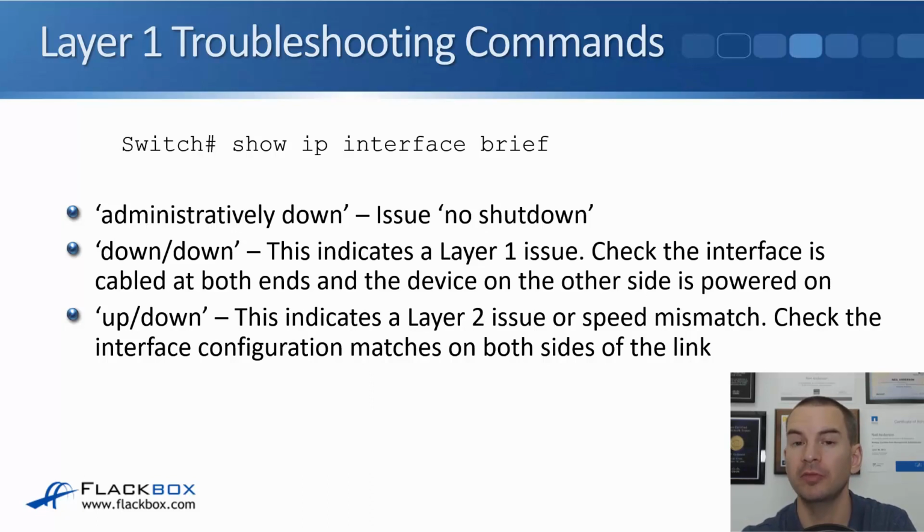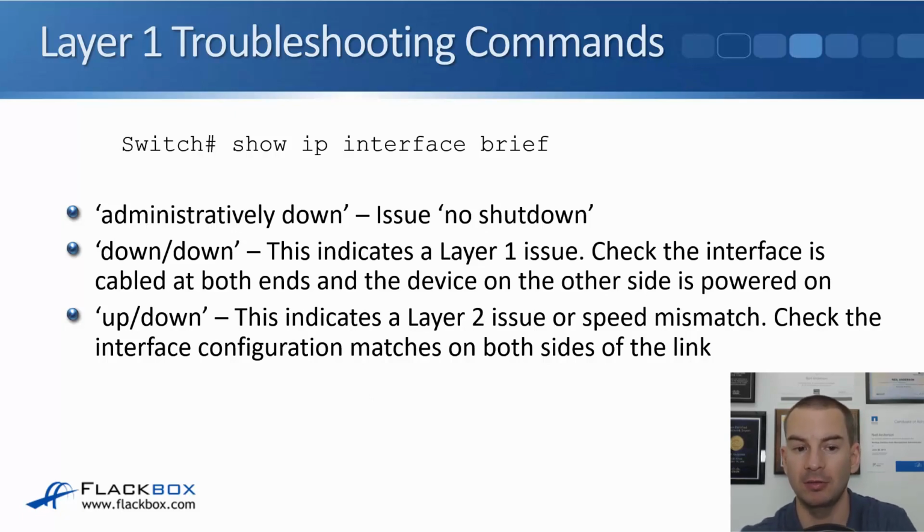Our troubleshooting command at layer 1, useful command is show ip interface brief. When you do that, it will show you the status of the interface. If it shows administratively down, that means you haven't entered the no shutdown command. So do that to bring the interface up. If it shows down, that means that the administrator has done a no shutdown on the interface, but there's a layer 1 issue. So check that it is cabled in at both ends and the device on the other side is powered on. If the device on the other side is powered off, or if you don't have a cable securely connected on both sides, the interface will show as down.